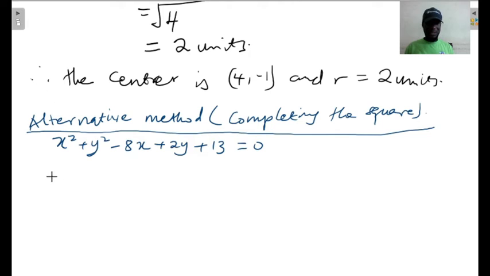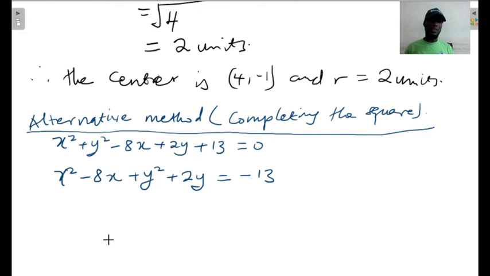So by rewriting this, we are going to have x squared minus 8x plus y squared plus 2y equals negative 13. All right. Then we are going to complete the square for the x and then for the y. And like I said, we all know completing the square already. But for anyone who doesn't know it, you just have to watch my video on solving quadratic equations using the method of completing the square. So let's do that quickly.